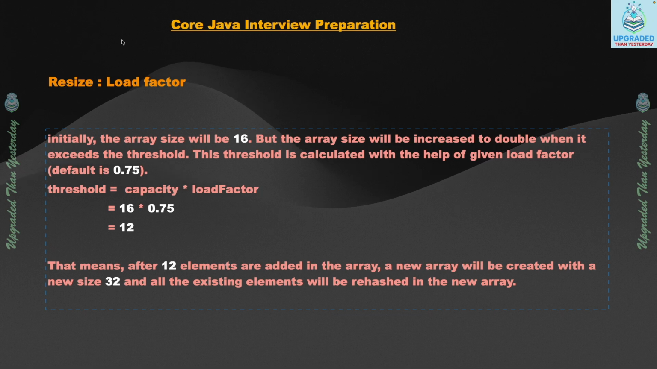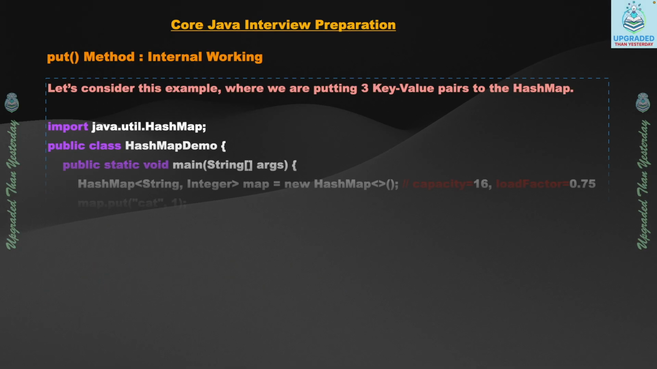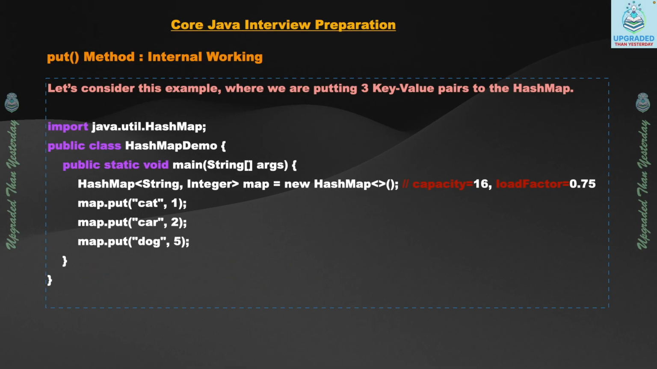That means after 12 elements are added in the array, a new array will be created with a new size 32, which is double the initial value 16, and all the existing elements will be rehashed in the new array. Let's understand the internal working of the put method.